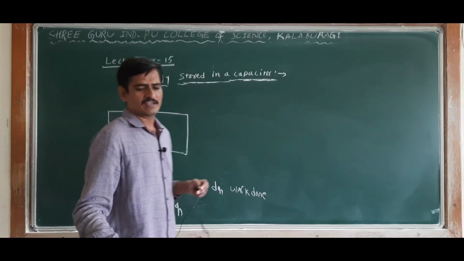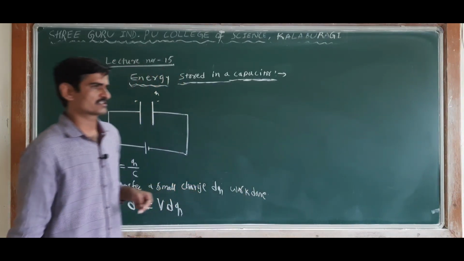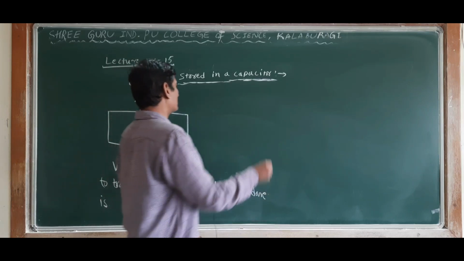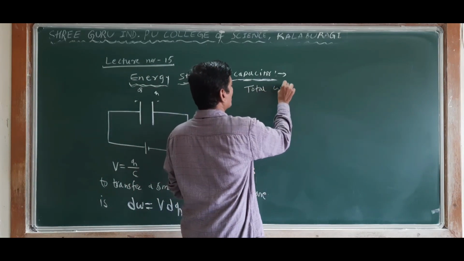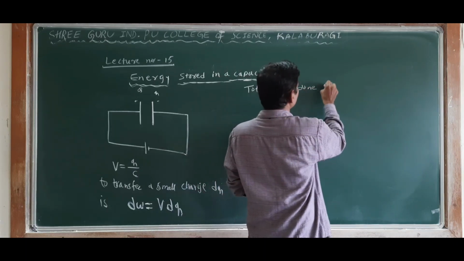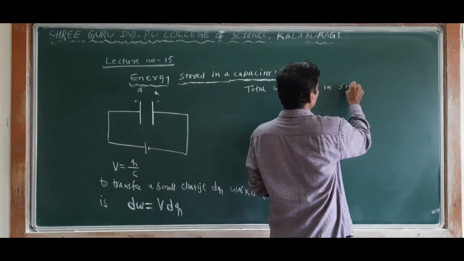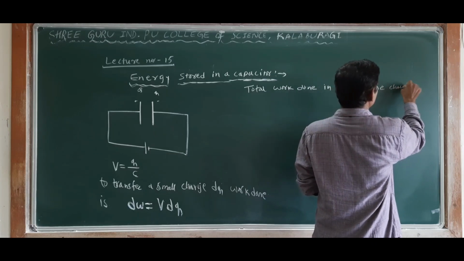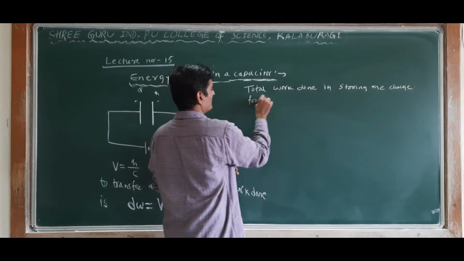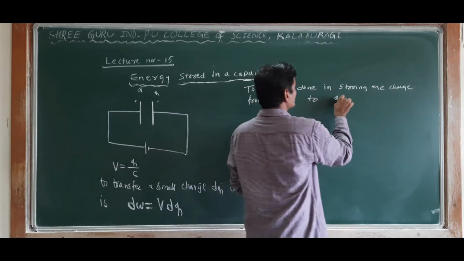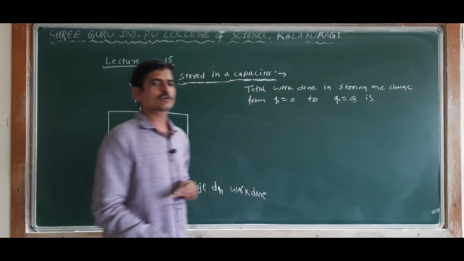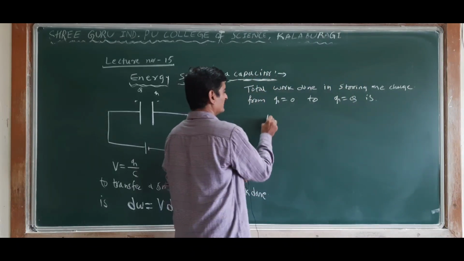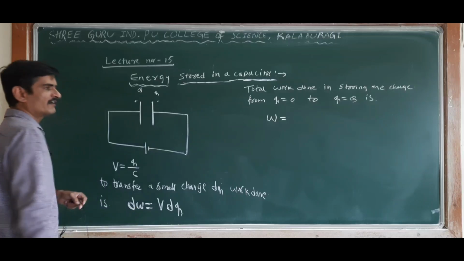So now the total charge that can be stored on the capacitor is capital Q. Then the total work done in transferring the charge from q is equal to 0 to q is equal to capital Q is given by W is equal to integration of dW.